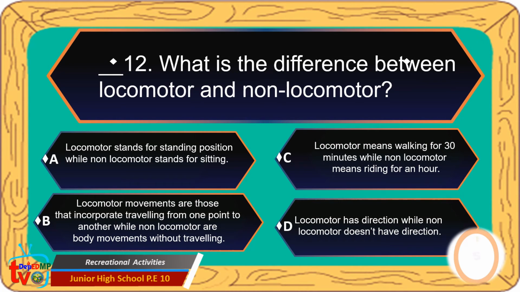Number 12. What is the difference between locomotor and non-locomotor? A. Locomotor stands for standing position while non-locomotor stands for sitting. B. Locomotor movements are those that incorporate traveling from one point to another, while non-locomotor are body movements without traveling. C. Locomotor means walking for 30 minutes, while non-locomotor means riding for an hour. D. Locomotor has direction, while non-locomotor doesn't have direction.